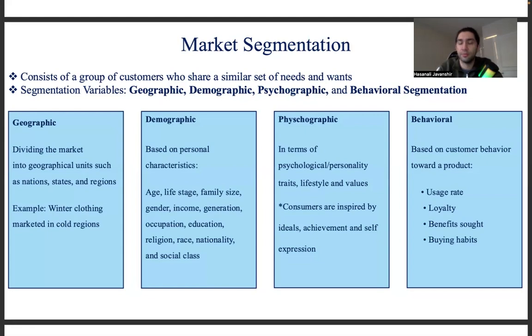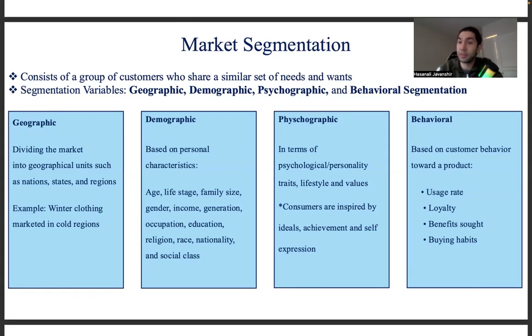Then comes psychographic segmentation, which is in terms of personality traits, lifestyles, and values. One example: Nike likes to target customers who value fitness and achievement motivation. We should also not forget that consumers are always inspired by their ideals, their achievements, and self-expression. That's why companies use these variables to attract them.